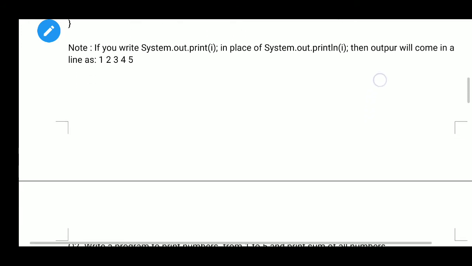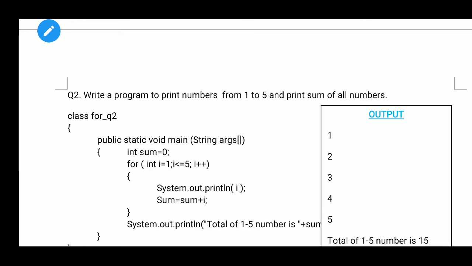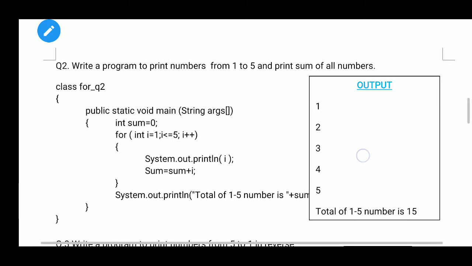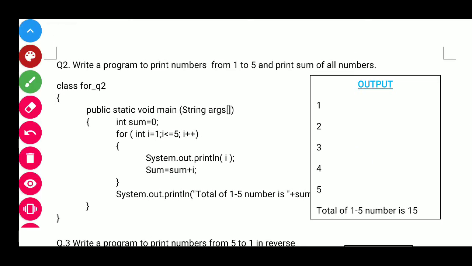Come to the next program. Write a program to print numbers from 1 to 5 and print the sum of all numbers. Before, we printed the numbers 1 to 5, now we want to print the sum of the numbers also. Same program, what we have done here. Just see.